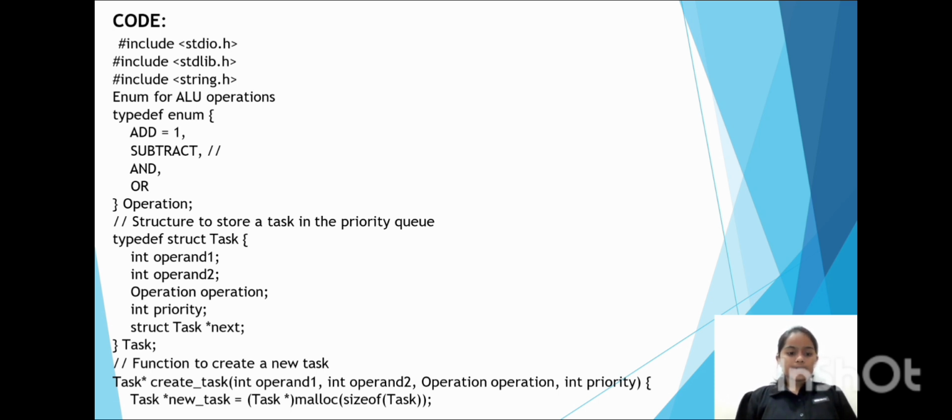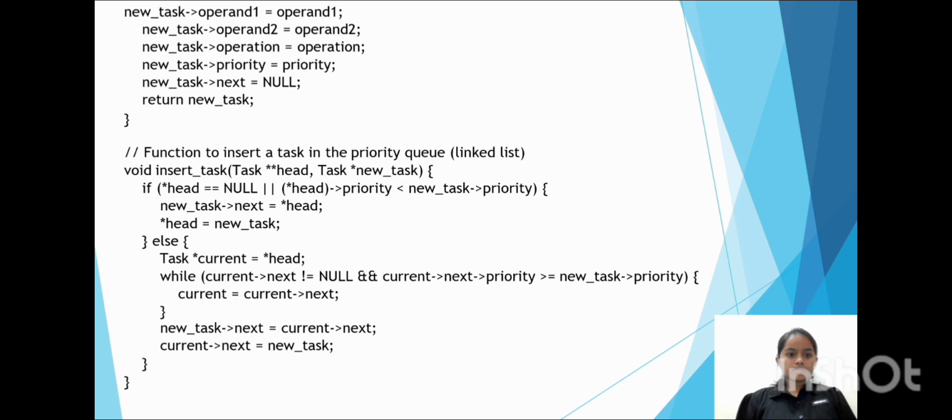Next we have a structure to store a task in the priority queue. Typedef struct Task, int operand1, then int operand2, then the operation, int priority, struct Task next. Next we create a new task: newTask operand1 is equal to operand1, newTask operand2 equals operand2, newTask operation is equal to operation, newTask priority equals priority, newTask next is equal to NULL. Then we have to return newTask.